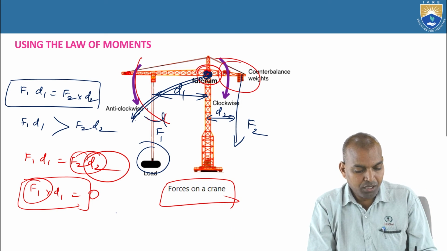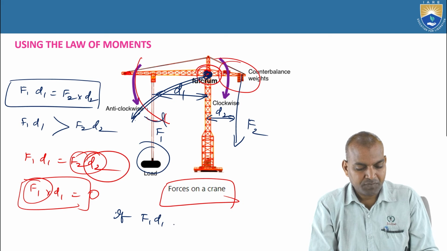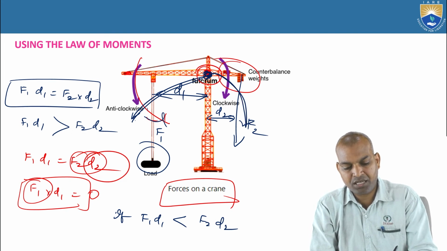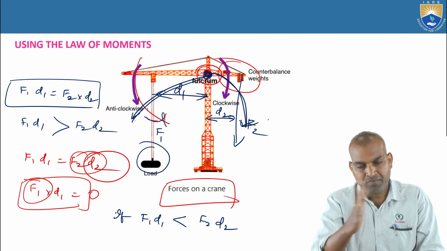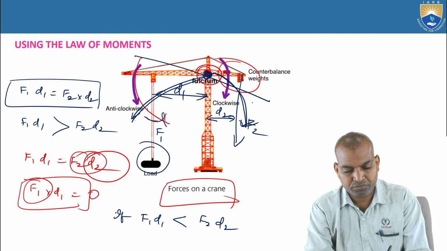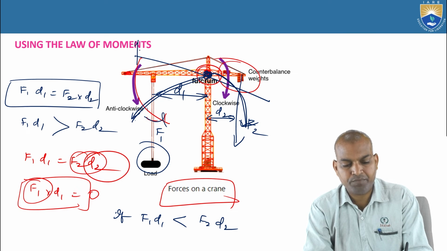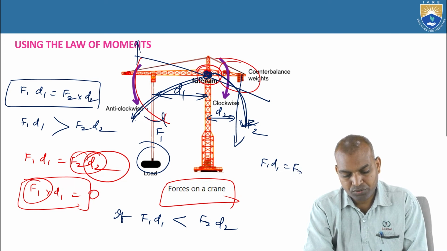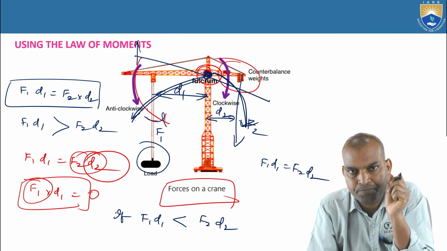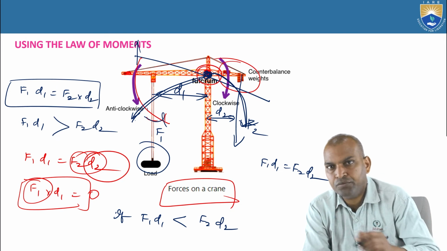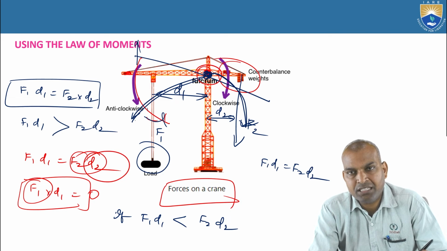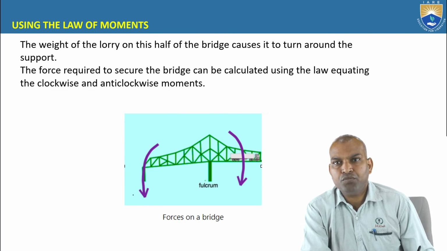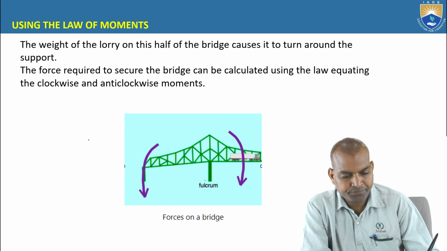Or if F1 D1 is less than F2 D2, then what happens? Bending takes place in this direction. F2 D2 is more weight, so it's like a seesaw. It goes down, F2 D2 downwards, and the other side moves up. We need to balance. That means F1 D1 equal to F2 D2. That should be there. So these are the practical examples of law of movements. Let us see one more very important example.